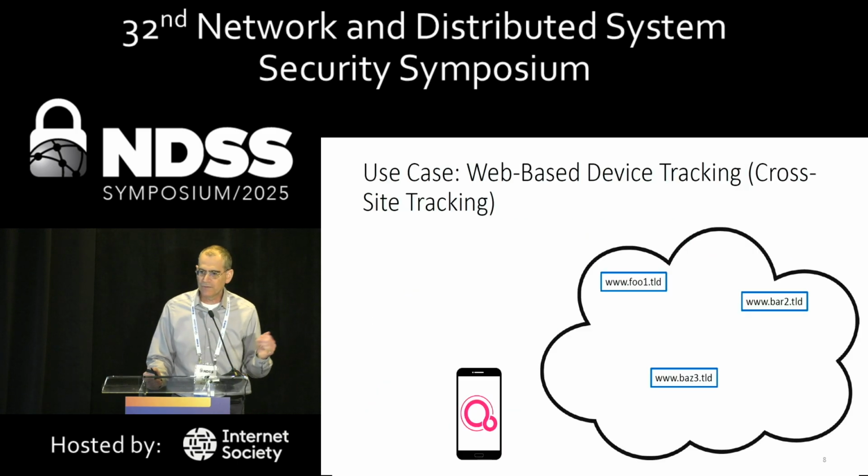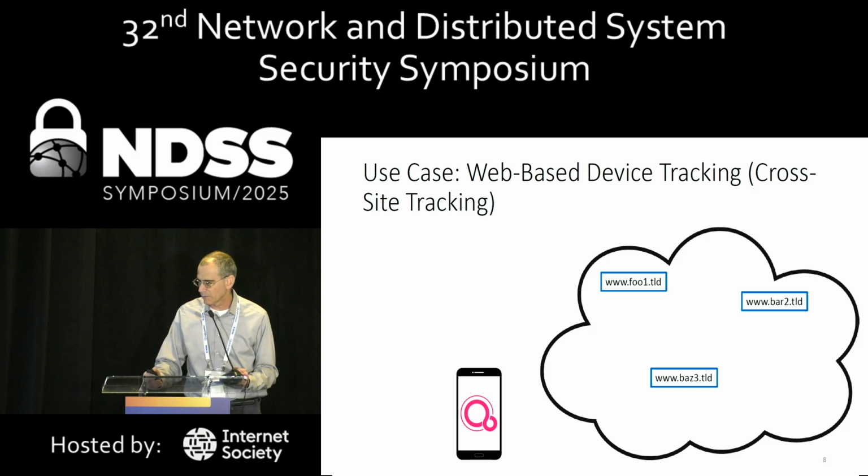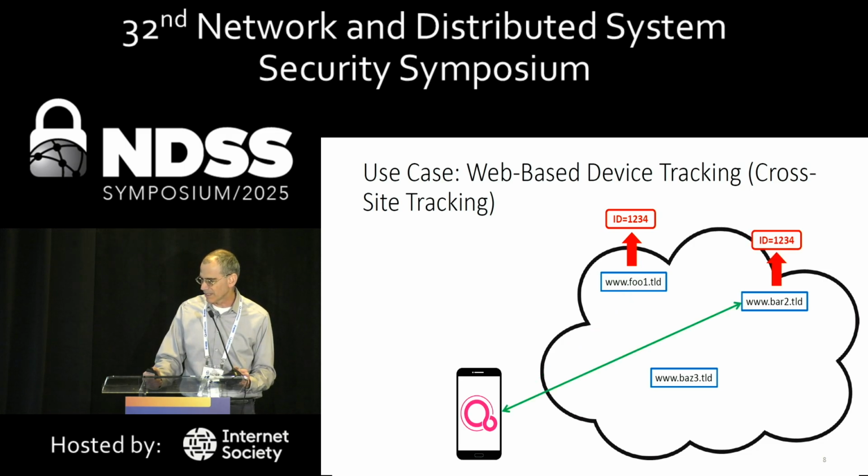And what do we do with this seed once we found it? Here's a nice use case, web-based device tracking, or as we call it, cross-site tracking, where we have a mobile Fuchsia device. It connects to the first website, and the website generates a device ID for it. On a second day, maybe on a second network, maybe from a different browser, it connects to a second website, and it still generates the same ID for it.